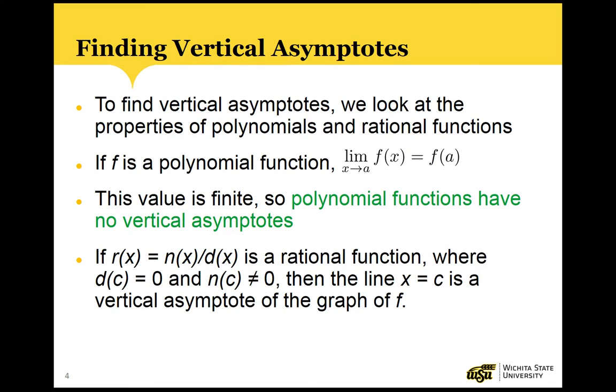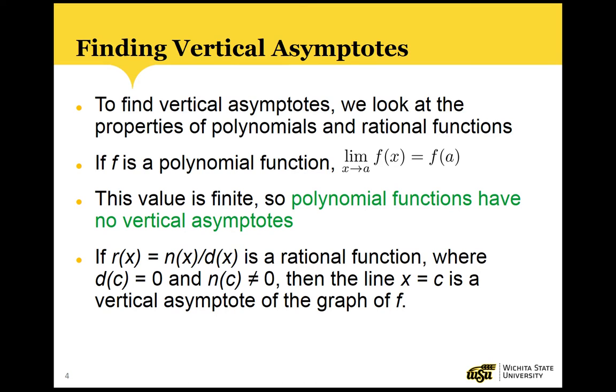In order to find vertical asymptotes, we want to look at the properties of polynomials and rational functions. If f is a polynomial function, we know that for any real number a, the limit as x approaches a of f of x is equal to f of a. This value is always finite, so we know that polynomial functions have no vertical asymptotes.